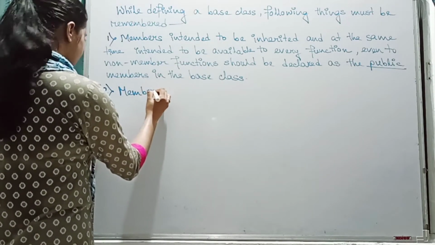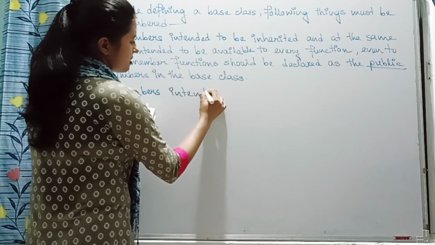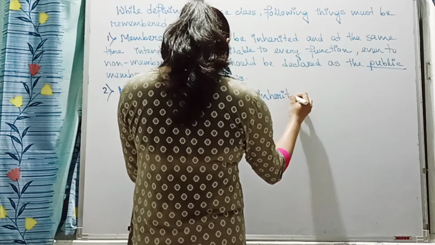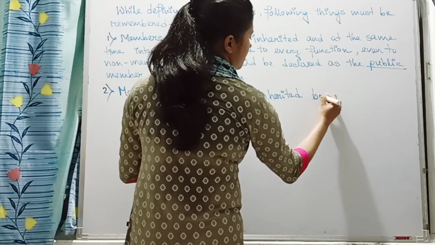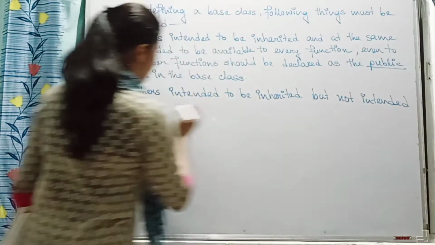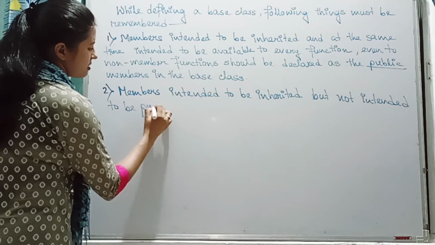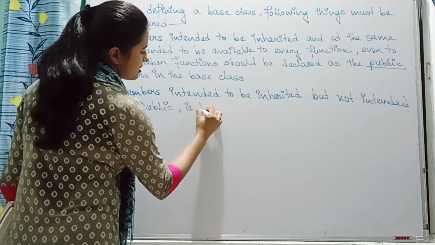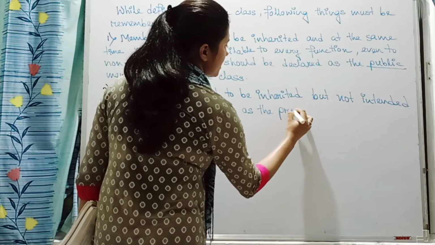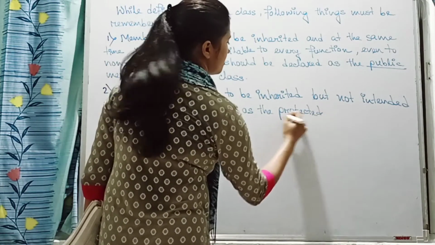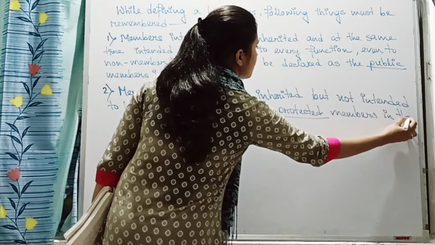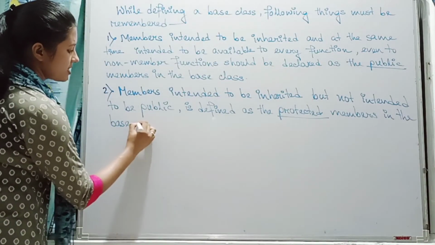Members intended to be inherited but not intended to be public is defined as the protected members in the base class. What is the meaning of the second point?